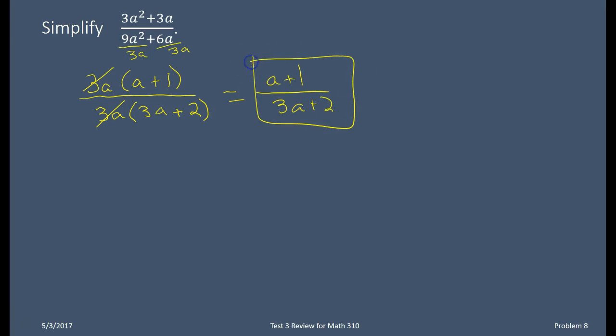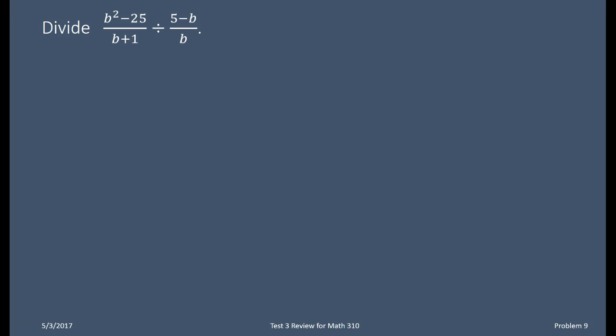This time we have a division problem. Let's do a couple of things at once. Let's factor where we can, and we can in the numerator of the first factor. So instead of a difference of squares, we're going to add the roots and subtract the roots. That's the same thing as b squared minus 25. We still have b plus 1.